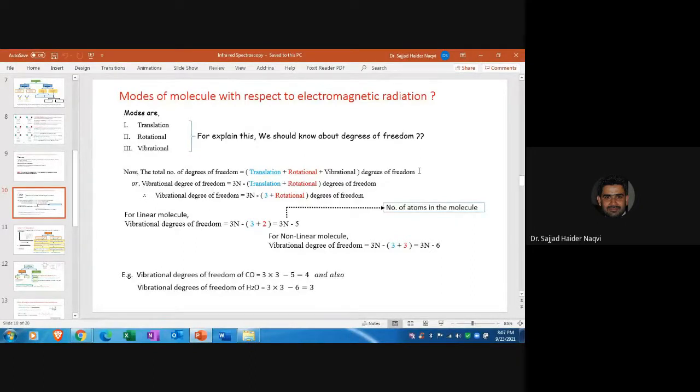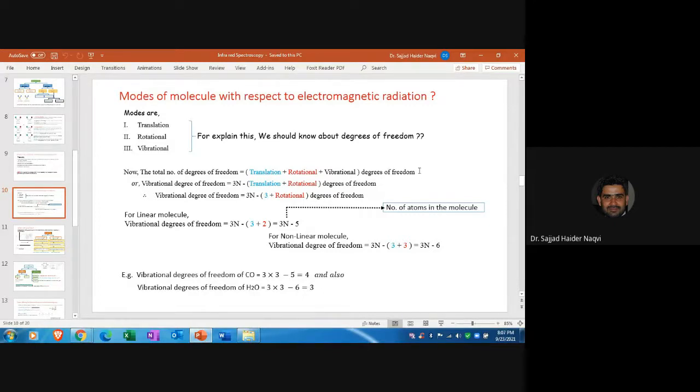Now, what are the modes of a molecule when it comes to electromagnetic radiation? We have been talking about UV, visible, and IR. It's all about different parts of the electromagnetic radiation spectrum. But what actually is meant by the mode? Mode means whenever the electromagnetic radiation passes through the sample, what sort of changes we observe. So modes could be of three types: translational, rotational, and vibrational.